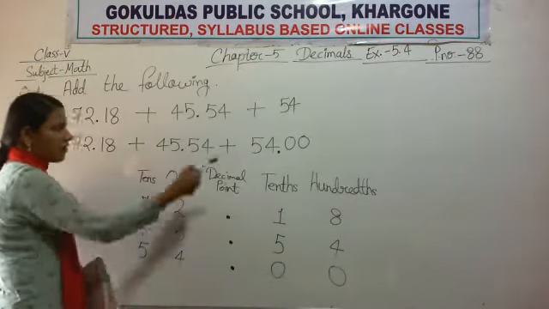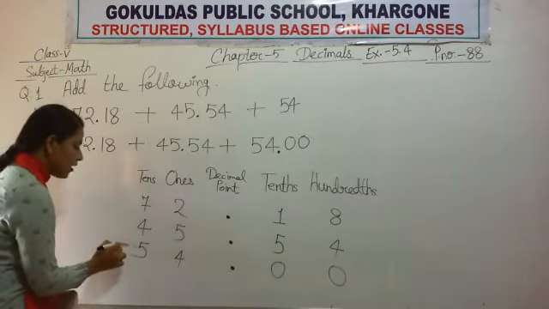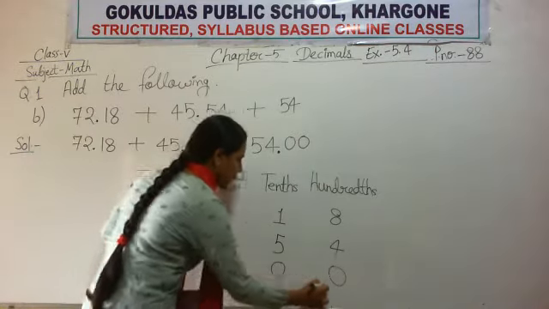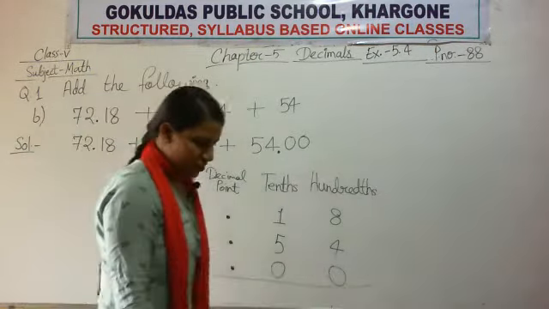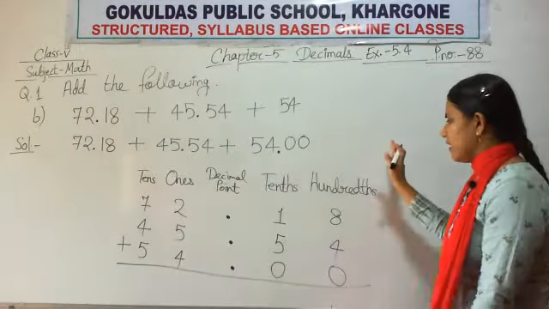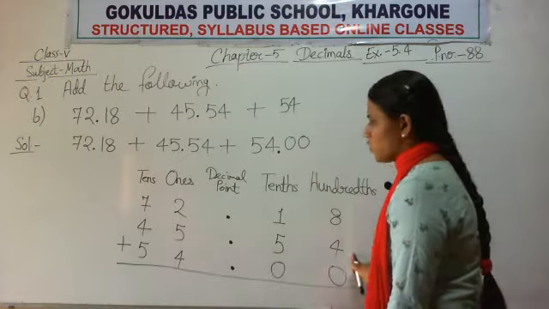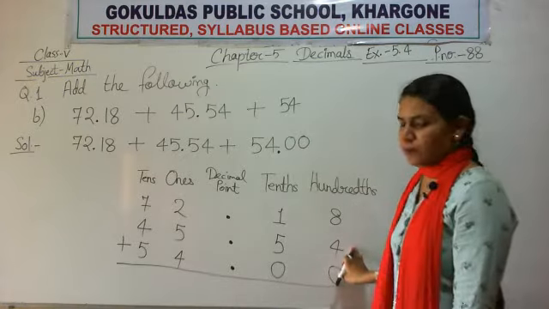54.00. Now our task is to add them, so put a plus sign. Do not forget to put the symbol. Now start adding. Always start addition from the right hand side. Okay. So add the rightmost column.